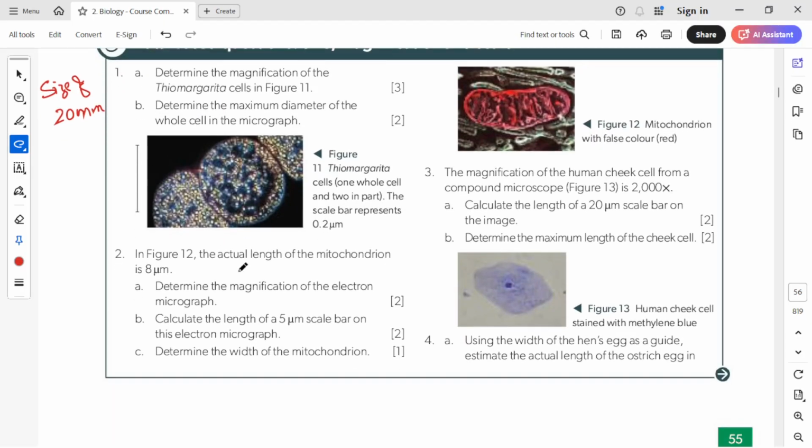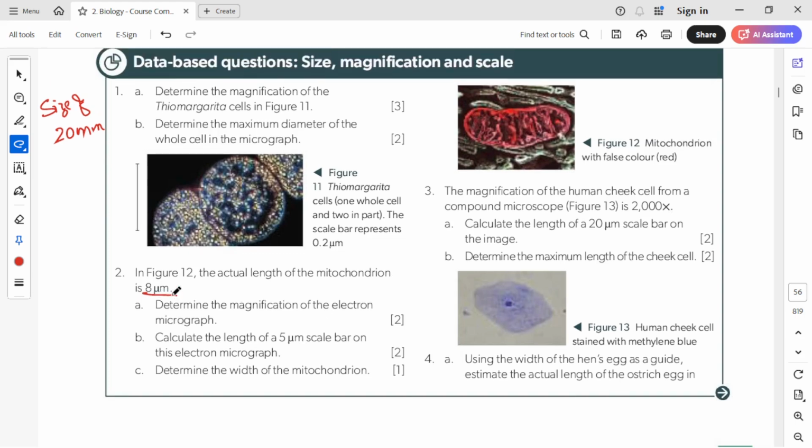In figure 12, the actual length of a mitochondrion is 8 micrometers. Determine the magnification of the electron micrograph. Okay, so let's see the question. So the actual length of mitochondria is 8 and determine the magnification of the electron micrograph.